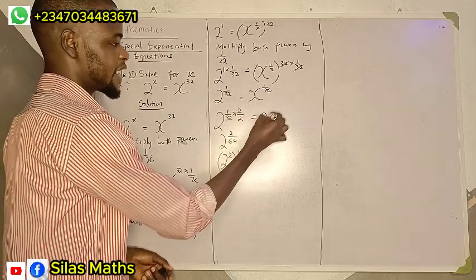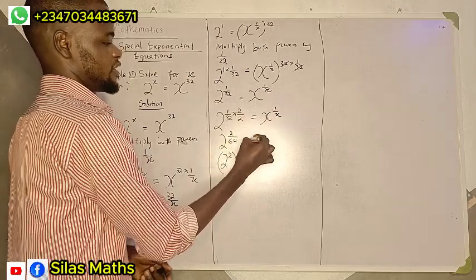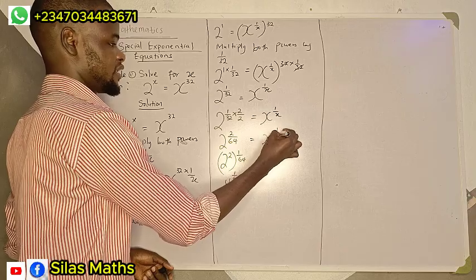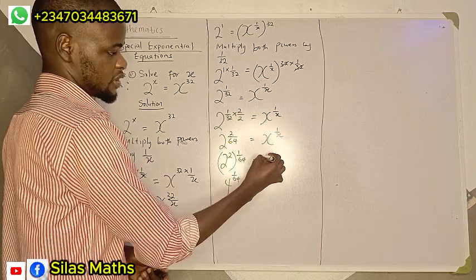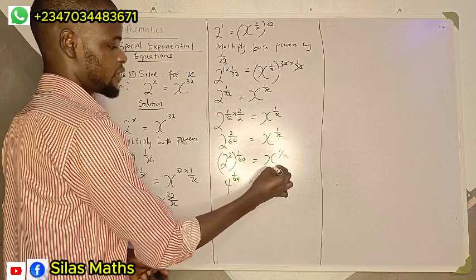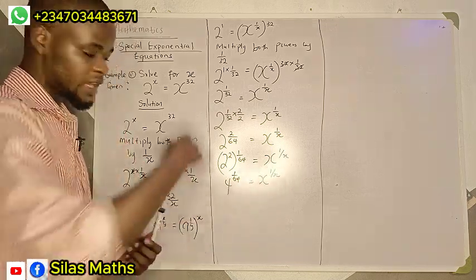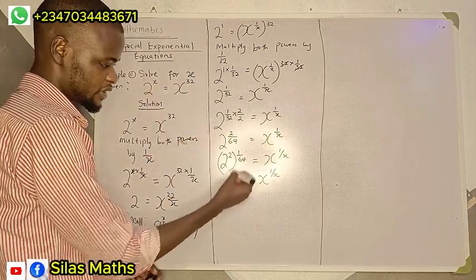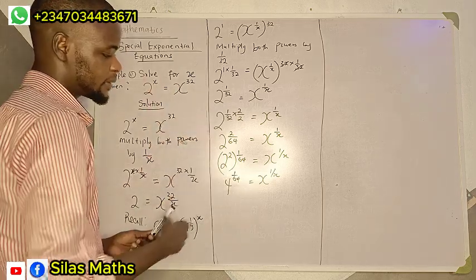I've not yet arrived at what I wanted. Not yet. This is equal to x raised to the power 1 over x. So we'll still go ahead and multiply again. Multiply the numerator and the denominator by 2.